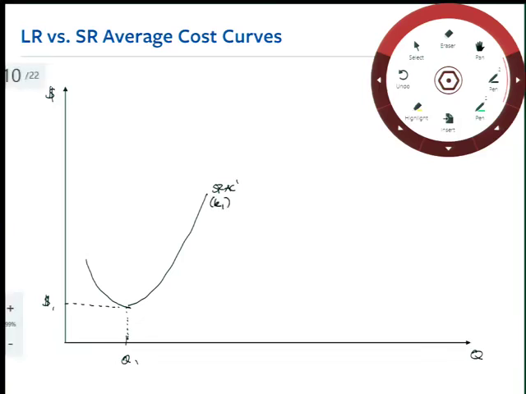Now, if you wanted to expand production to, let's go crazy, Q2 units, what happens to your average cost of production in the short run? Does it go up? It goes up. It goes up because you're stuck with K1 units of capital.